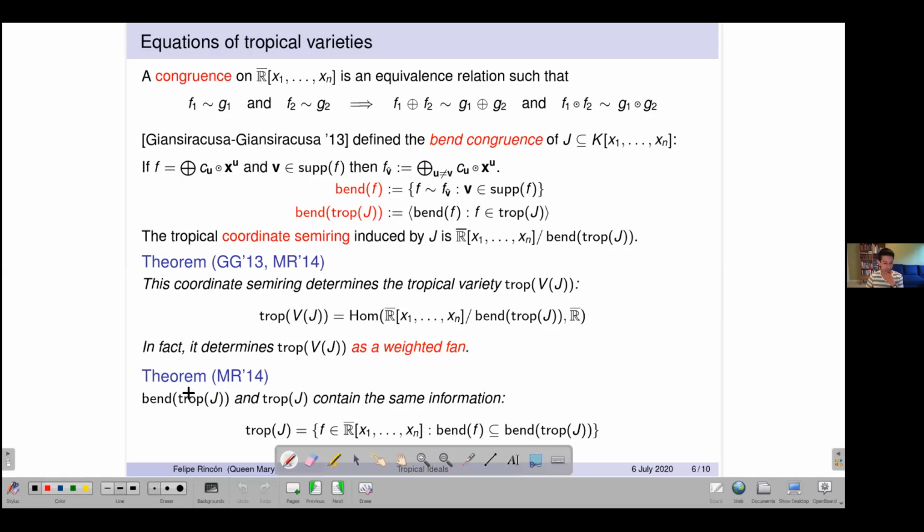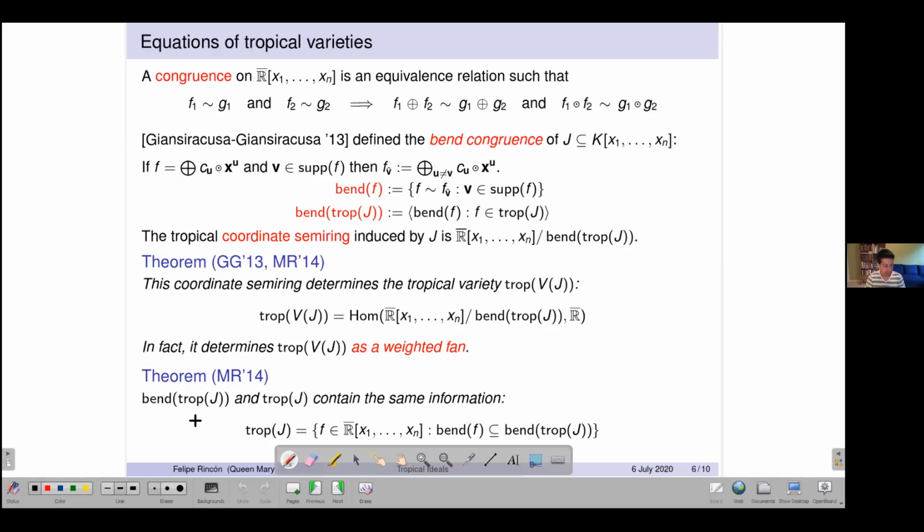If I give you the bend congruence, you can recover the tropical ideal. It's the collection of polynomials such that the bend relations of that polynomial are inside the bend congruence. So the bend congruence is defined as the congruence generated by the bend relations of all these polynomials. And it turns out that you don't include any more bend relations of polynomials other than those. So if you just look at which polynomials have their bend relations included in this congruence, you recover the original polynomials you used to define it.